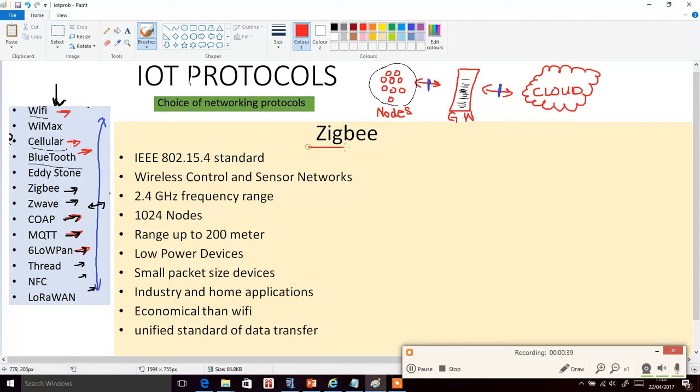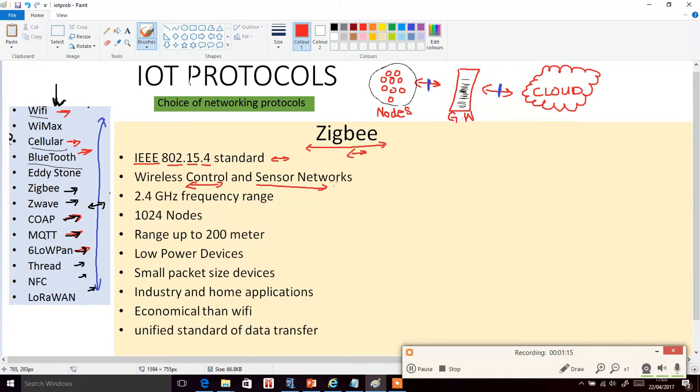So about ZigBee. ZigBee is a communication protocol that is standardized by the IEEE 802.15.4 standard, and it is commonly used for wireless control and sensing networks. For example, for controlling any appliances in your home, or for home automation purposes, or any industrial applications when you need to control certain sensors or appliances and manage communication between them, then ZigBee is a very good option.